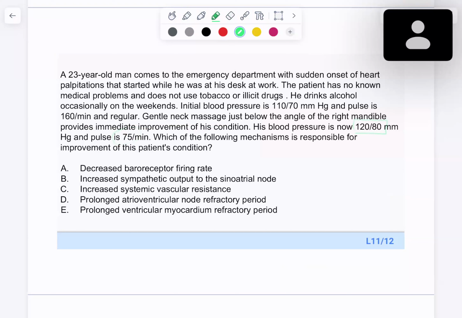So this is a very similar scenario. Increased sympathetic output to the sinoatrial node. Okay, look at his changes. In the beginning, his pulse was 160. Now it's 75. If you increase sympathetic stimulation to the sinoatrial node, you will have an increased firing, which will increase the heart rate, but the heart rate decreased, so it cannot be B.